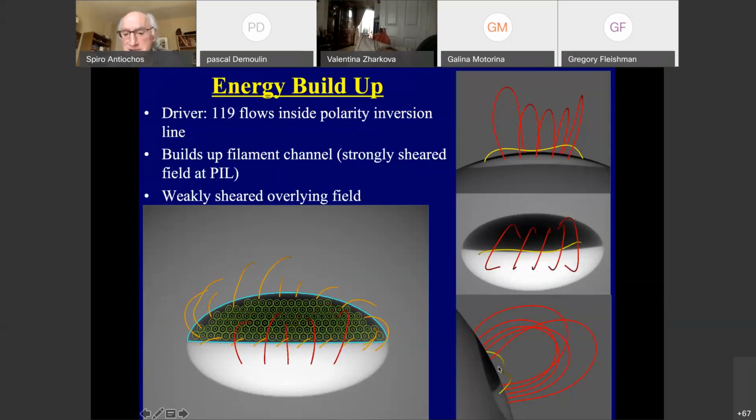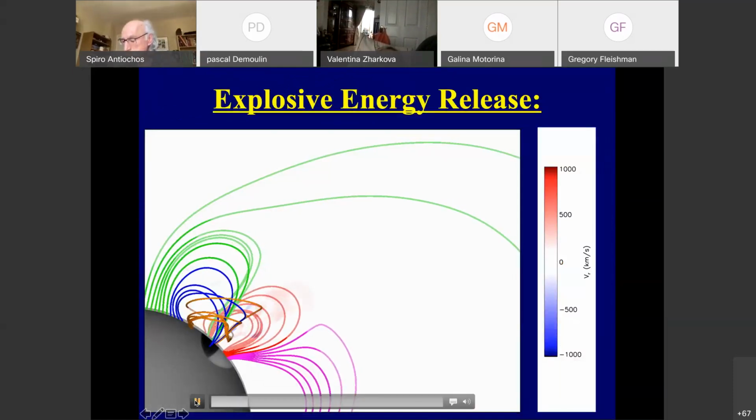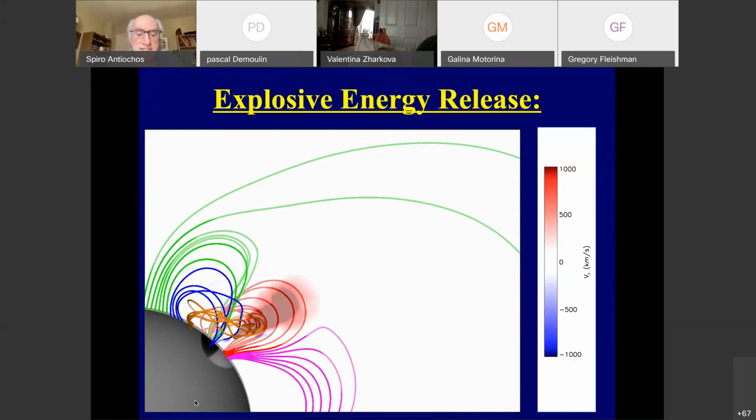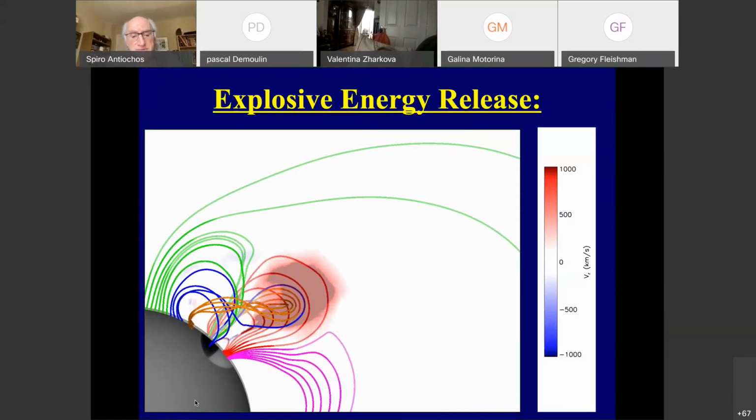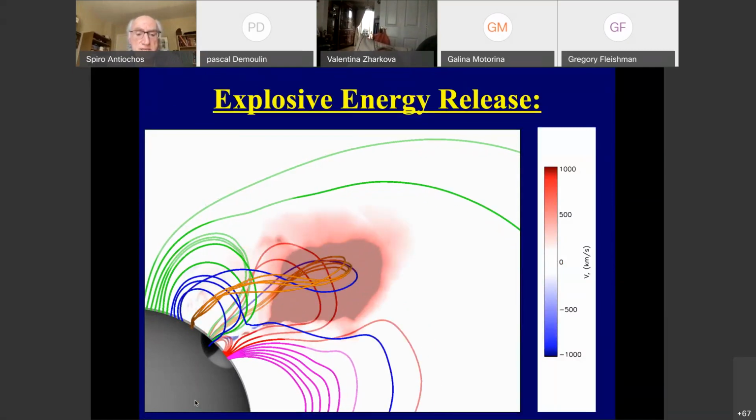Okay, and here you see the classic sheared field wants to expand outwards, and it's held down by the cap. And then Joel finds that if you keep on driving this thing, yep, you will get a fast eruption. He gets a fast eruption because there's reconnection up above due to the breakout mechanism.